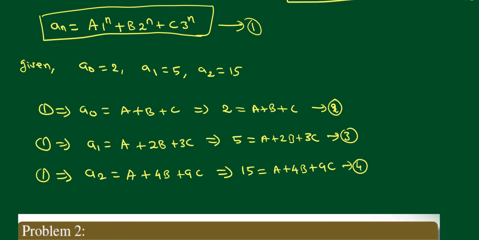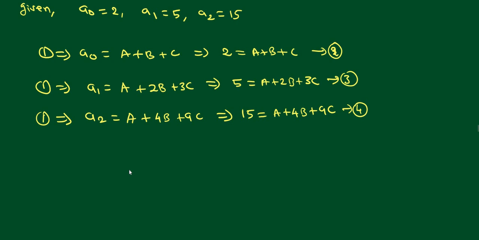Now I am solving equations 2, 3, 4. To solve that, I am subtracting 2 minus 3. If you are subtracting 2 minus 3, what do you get? The A term is cancelled. Instead of 2 minus 3, if you are doing 3 minus 2, it is somewhat better, I think. So 3 minus 2 means 5 minus 2.